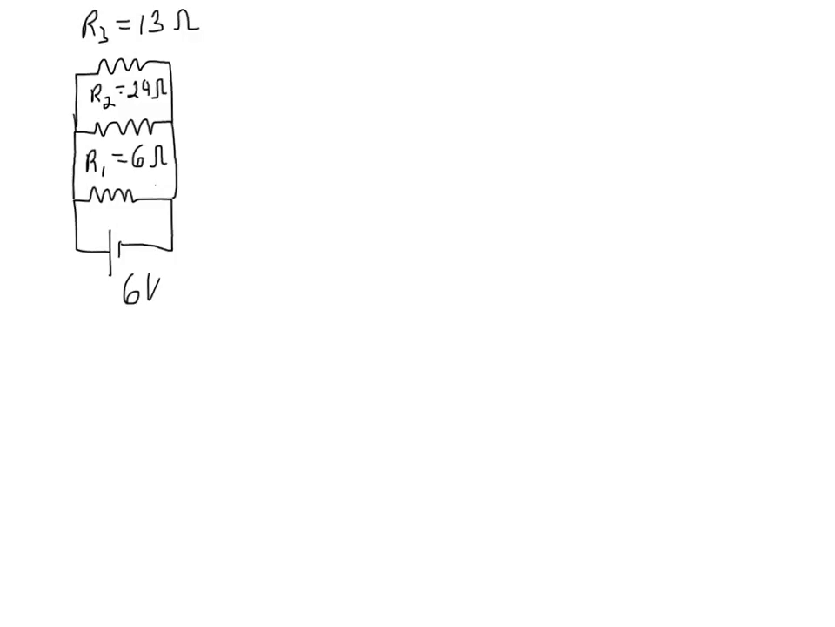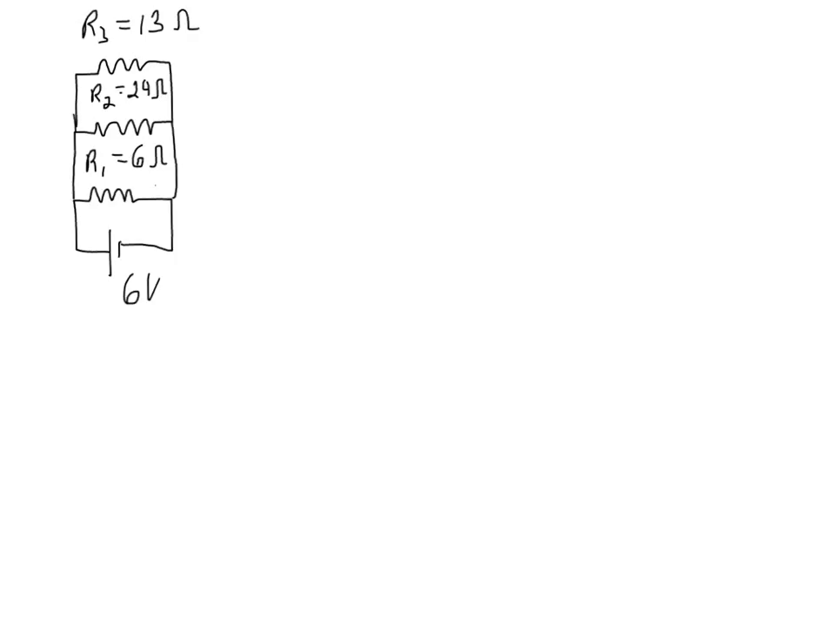Alright, this is 7.2.2, finding voltage and current in a specific resistor. So do problem number 1, 2, 3, and 4, and you guys will do numbers 5 and 6 on your own. Number 1 says find the voltage and current through R3.